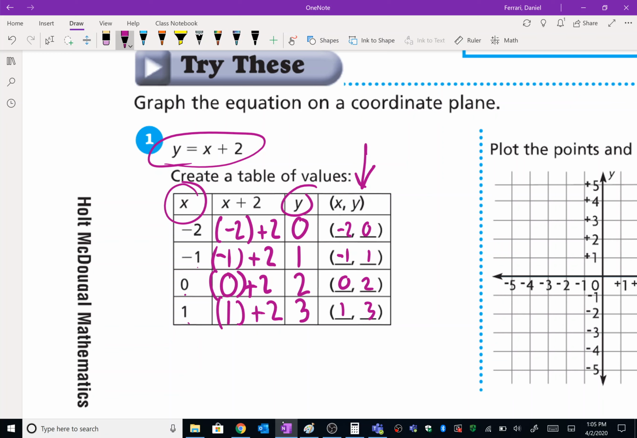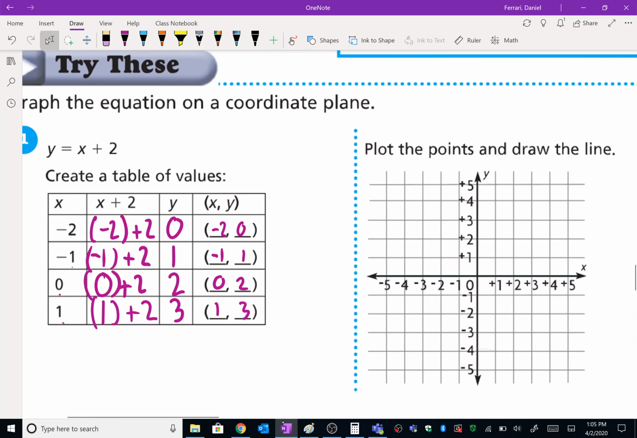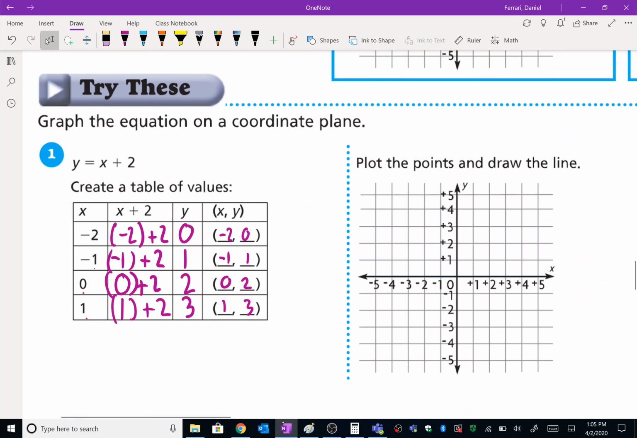Okay, so I've done the table. I've filled it all out. I am good to move on to the next part of my problem. And all of this is going to be us plotting the points. So basically I'm just going to take this fourth column again, and now I'm just plotting them. So if I plot the point negative 2, 0, remember, you go negative 2 in the x direction, and then up 0. So my first point should be on the x-axis at negative 2, 0.